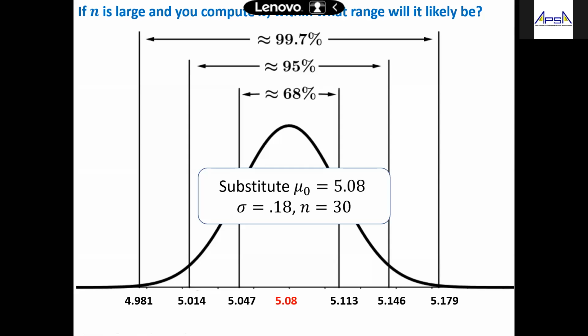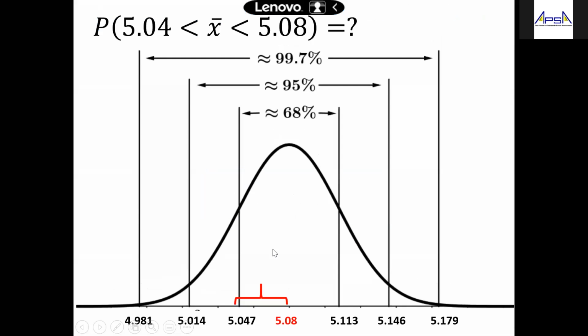If we have 30 people, approximately 68% of the time, yung mako-compute nating incubation period is between 5.047 and 5.113. Okay. About 95% of the time, the computed mean of the 30 people will be between 5.014 and 5.146. Okay. But what was the question again? The question was 5.04 to 5.08.